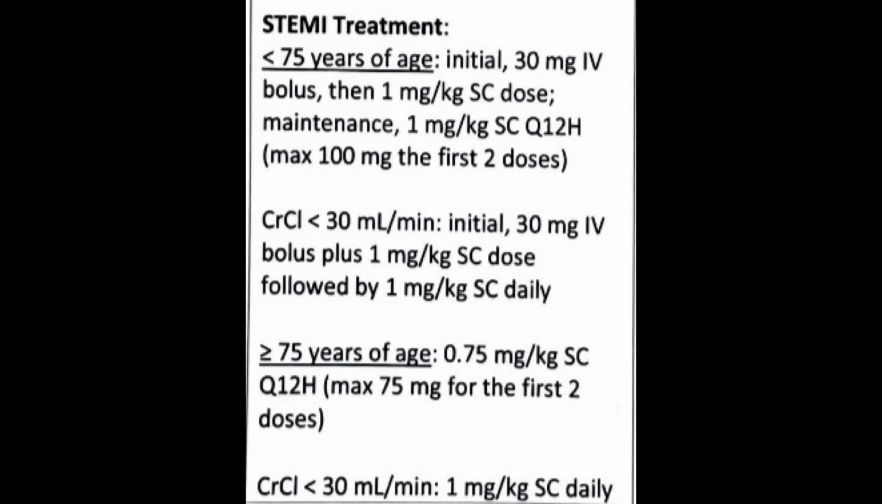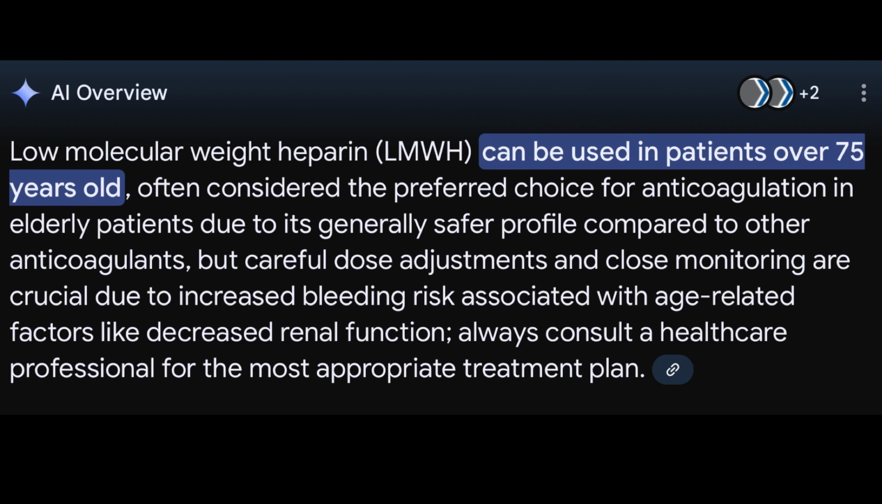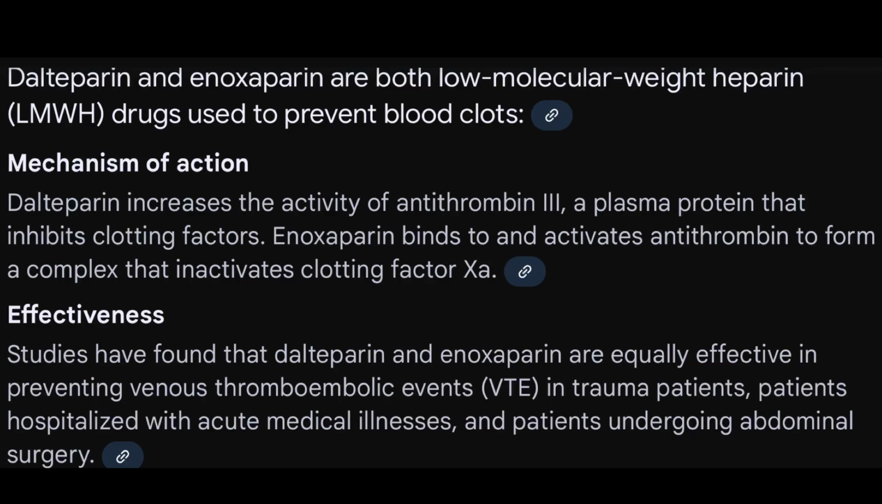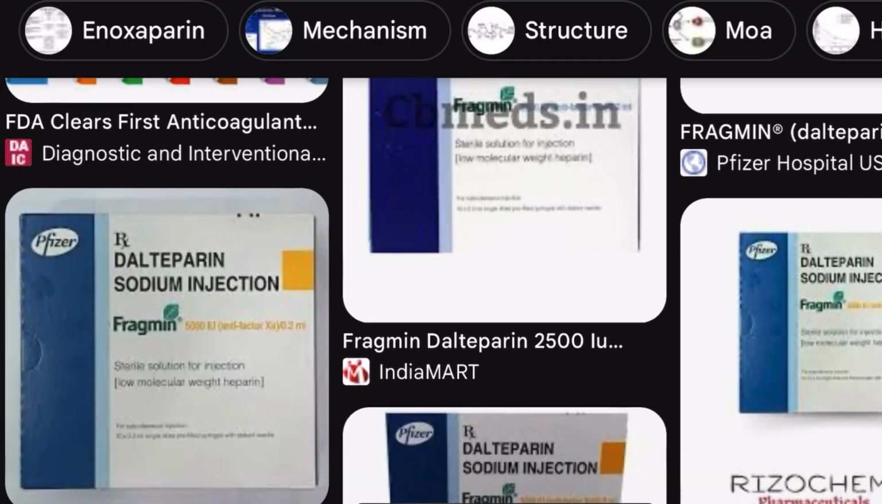0.75 milligrams per kilogram sub-Q every 12 hours with a max of 75 milligrams for the first 2 doses. Creatinine clearance less than 30 milliliters per minute, you want to do that 1 milligram per kilogram sub-Q daily instead of every 12 hours. That's for patients that are greater than 75 years old. Both of these two are going to be for STEMI dosing treatment.